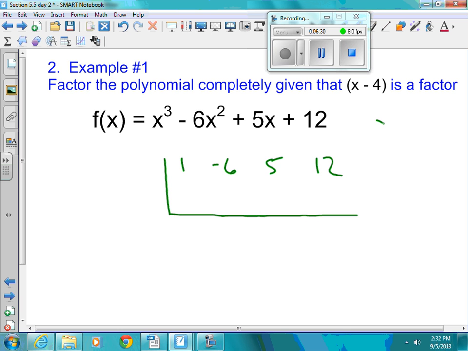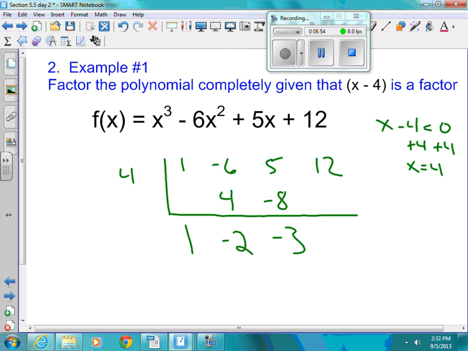X minus 4 is a factor, so what is the 0 of x minus 4? The 0 of x minus 4 is a positive 4. So that is going to go outside of our upside down division box. Bring the 1 down. 1 times 4 is 4. Negative 6 plus 4 is negative 2. 4 times negative 2 is negative 8. Negative 8 plus 5 is negative 3. 4 times negative 3 is negative 12. We get a remainder of 0.